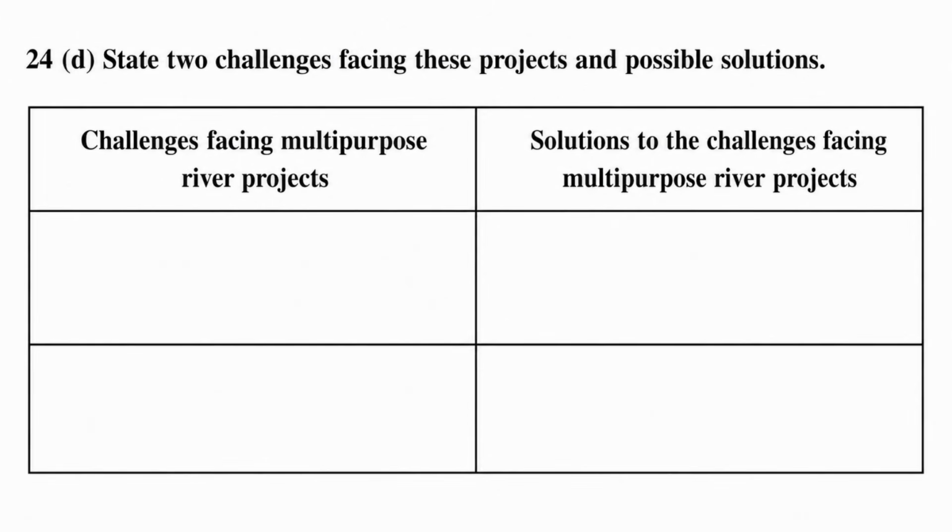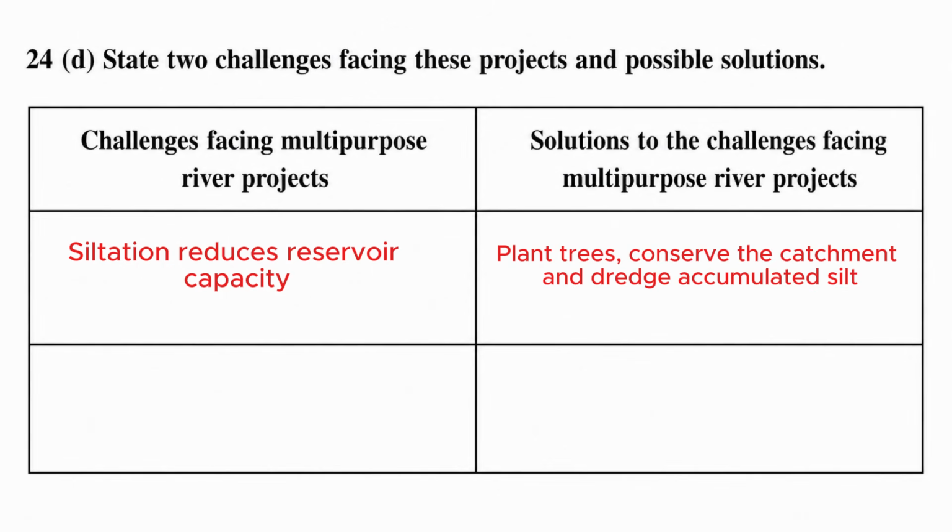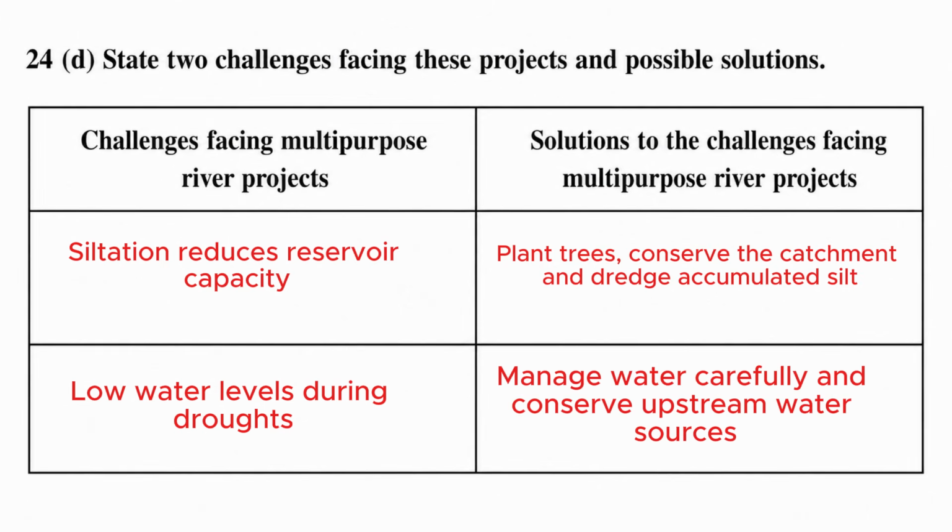D says, state two challenges facing these projects and possible solutions. Now, in this question, make sure that you state the challenge and also the solution. So one challenge is siltation, which reduces reservoir capacity. And how do we deal with this? We can deal with it by planting trees, conserving the catchment and dredging accumulated silt. Another challenge is low water levels during droughts. And how do we deal with this? We deal with it by managing water carefully and conserving upstream water sources.